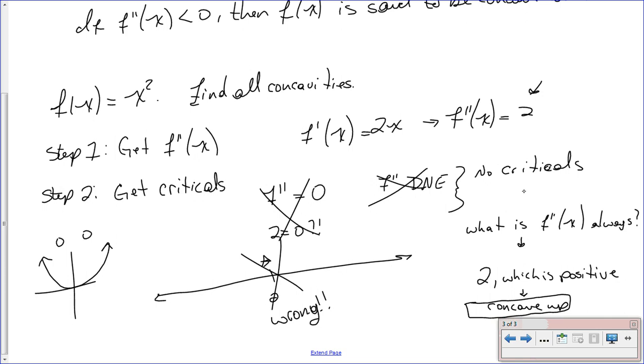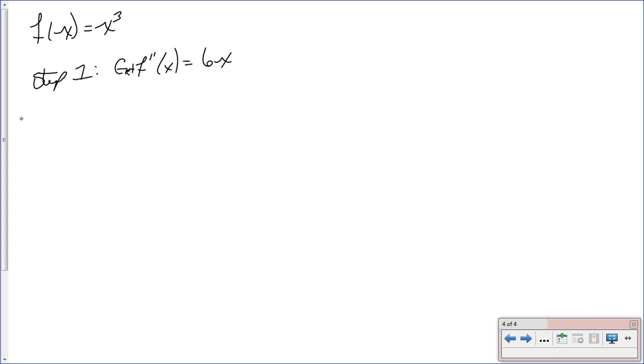Let's look at another one that actually is going to have an interval. Say f of x equals x cubed. So step 1, we've got to get f double prime. Well, we know f prime is 3x squared, so we know f double prime is 6x. So now step 2, we've got to get the criticals.